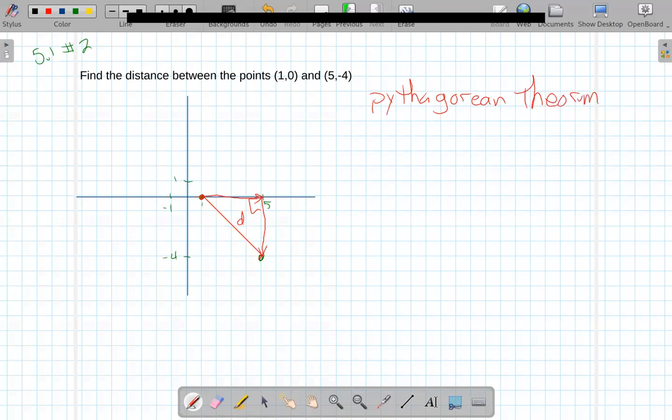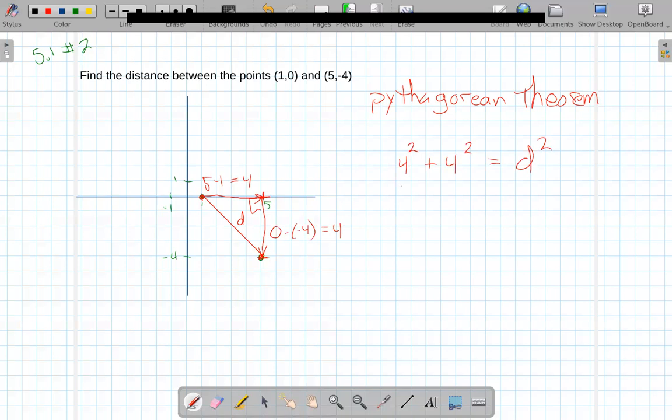The Pythagorean theorem says to find the length of the leg. Well, I know that that's 5 over there and that's 1. So this is 5 minus 1, which is 4. So one of my legs is 4. The other leg is going to be from 0 to -4, and 0 minus -4, well, that's also 4. That's my other leg. The Pythagorean theorem says if you square your legs and add them up, that's going to give you the long side, D squared.